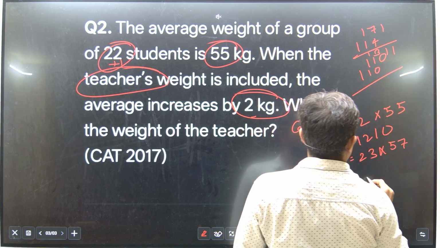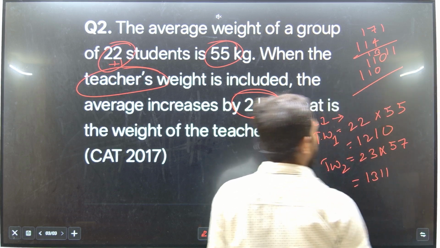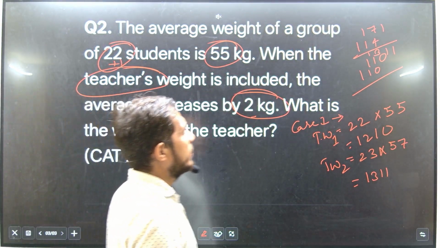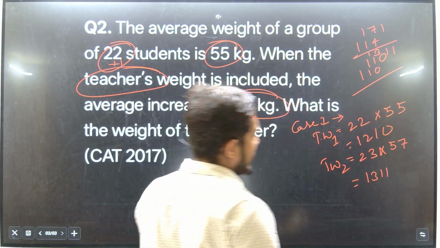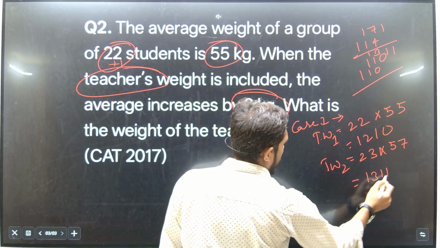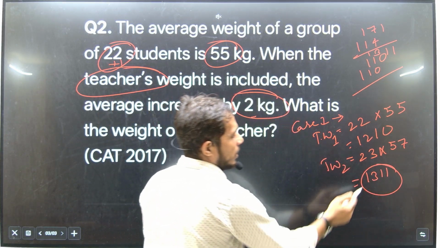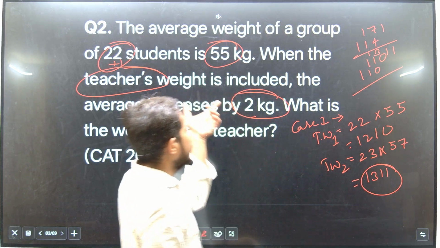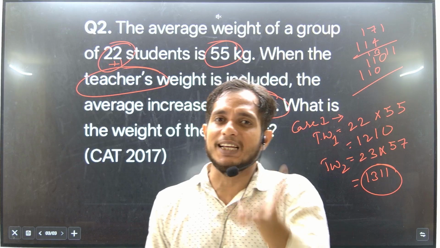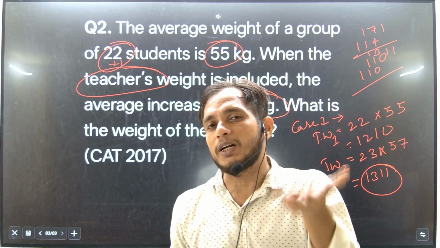113. So that becomes 1311. That becomes what? 1311. Is it clear? Okay. Now, this weight increased. Why did it increase? Due to the inclusion of the teacher. So the amount by which it increased, this is the what? This is the weight of the teacher.